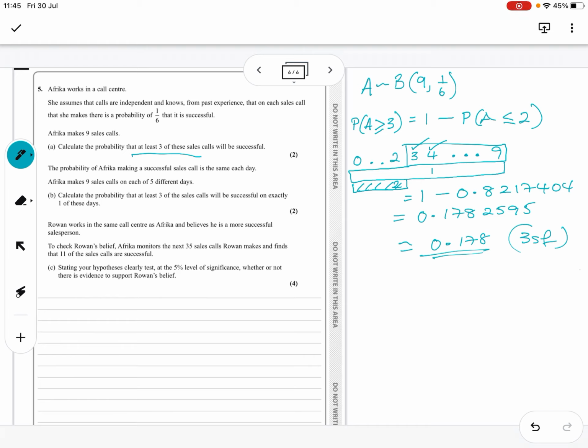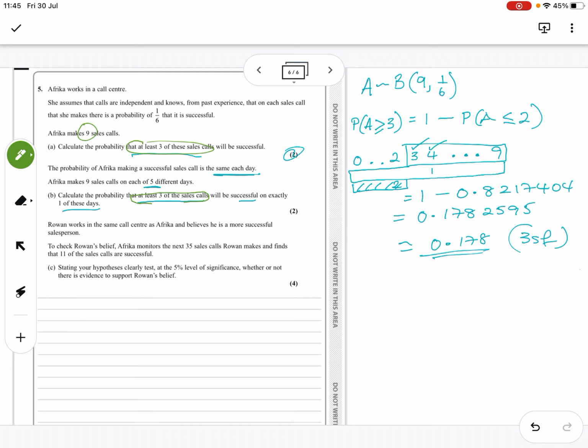Okay, next bit. So that's that one done. Calculate the probability. Okay, the probability Africa makes a successful sales call is the same each day. Africa makes 9 sales calls on each of 5 different days. Calculate the probability that at least 3 of the sales calls will be successful on exactly one of the days. Now this starts to sound really confusing, but what you've got is, because you've got this at least 3 sales calls, and we did that with 9, everything's the same bar the fact that she's doing it repeatedly.